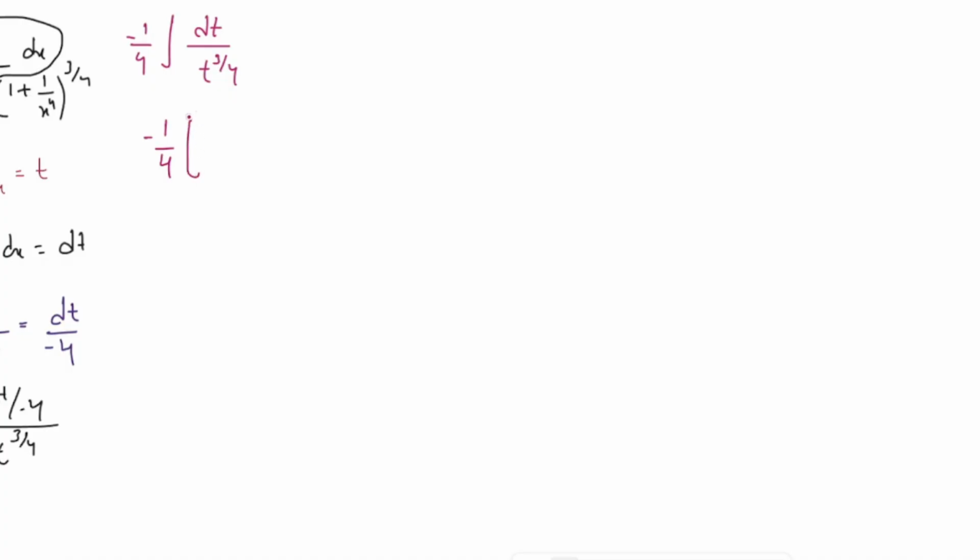Let us consider this as x power minus n. Integration of x power minus n is x power minus n plus 1 divided by minus n plus 1. Now for this it becomes t power 1 minus 3 by 4. No, it's not 1 minus 3 by 4. It is x power minus n plus 1.